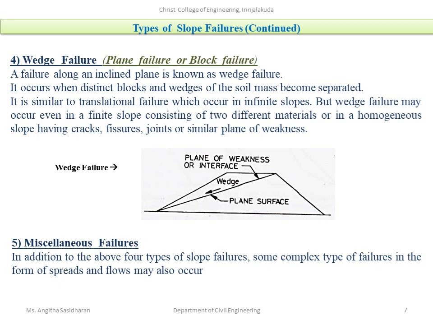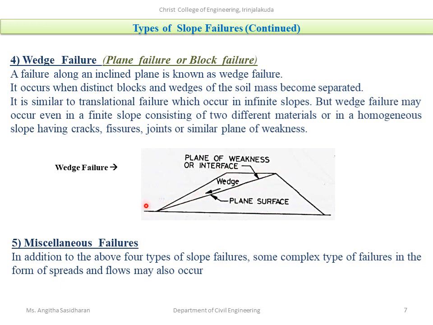Now the fourth one is wedge failure or plane failure, also known as block failure. A failure along an inclined plane is known as a wedge failure. It occurs when distinct blocks and wedges of the soil mass become separated. So this is the plane surface and this is the plane of weakness.